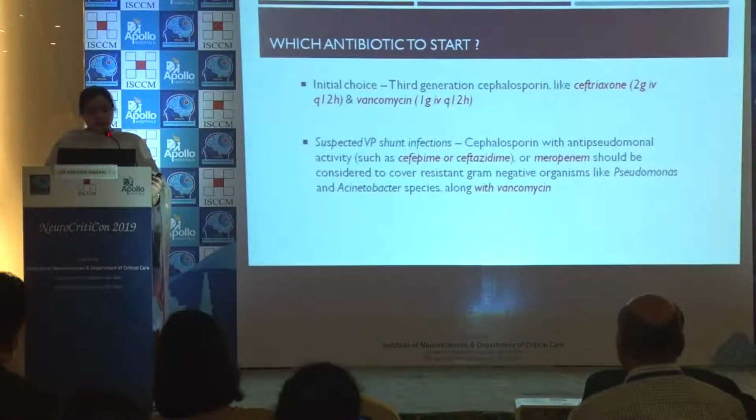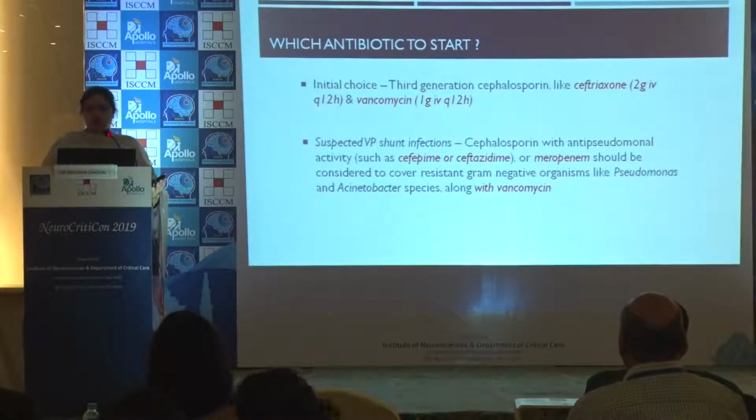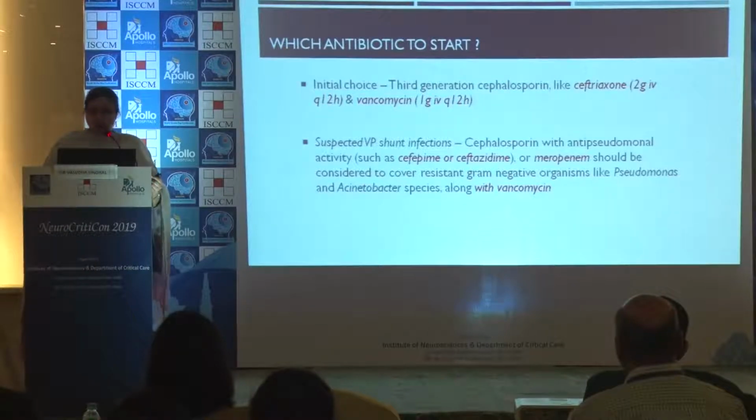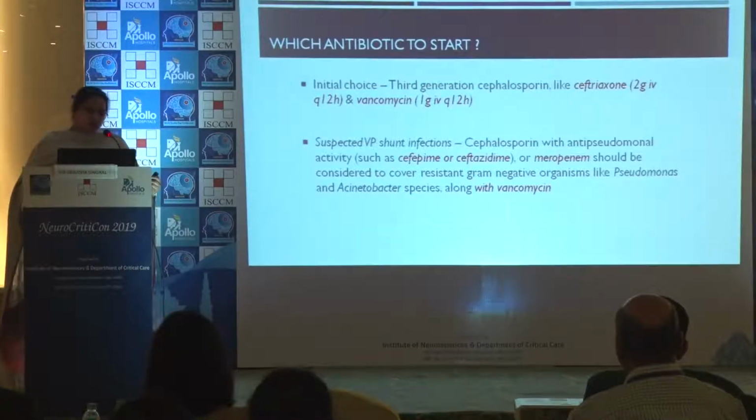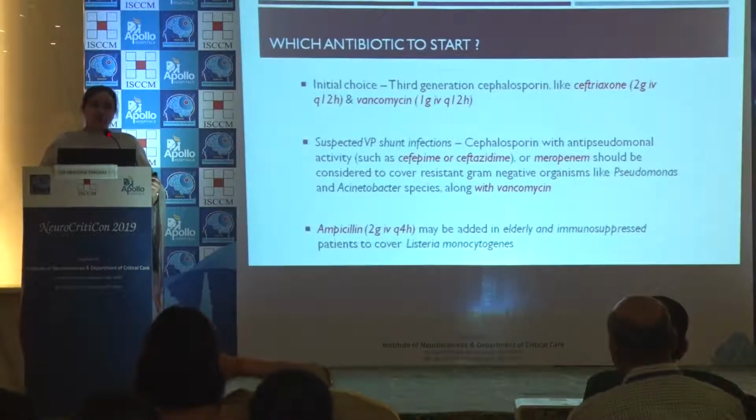If you have suspected VP shunt infections, or for that matter, community hospital-acquired or nosocomial infections, you should be treating with an anti-pseudomonal cephalosporin. So start cefepime or ceftazidime, or you can go for meropenem to cover the resistant gram-negative organisms like Pseudomonas and Acinetobacter along with vancomycin. And if your patient is elderly, immunocompromised, do not forget to start ampicillin empirically in order to cover listeria.